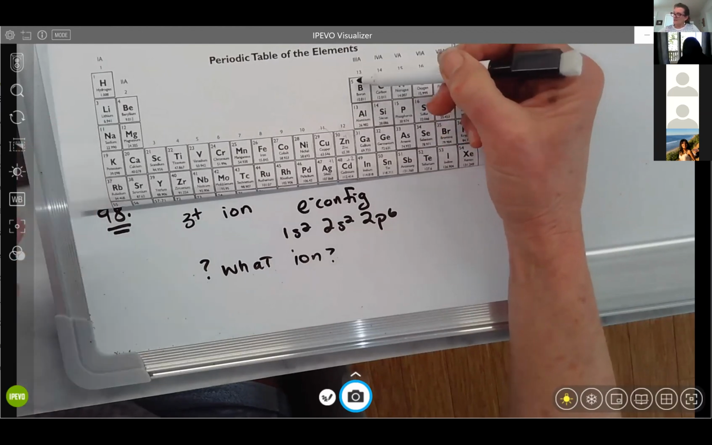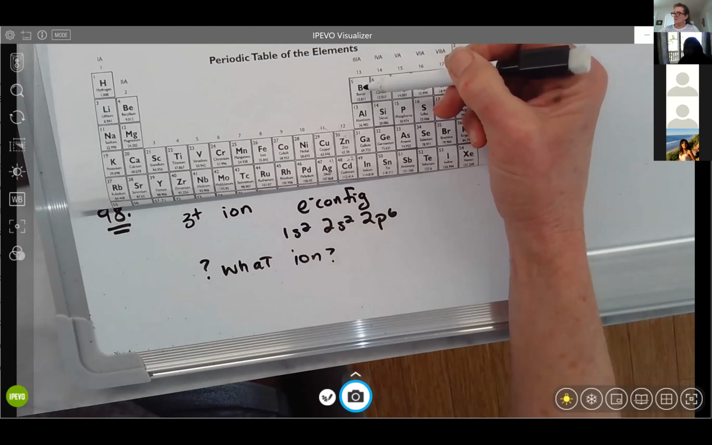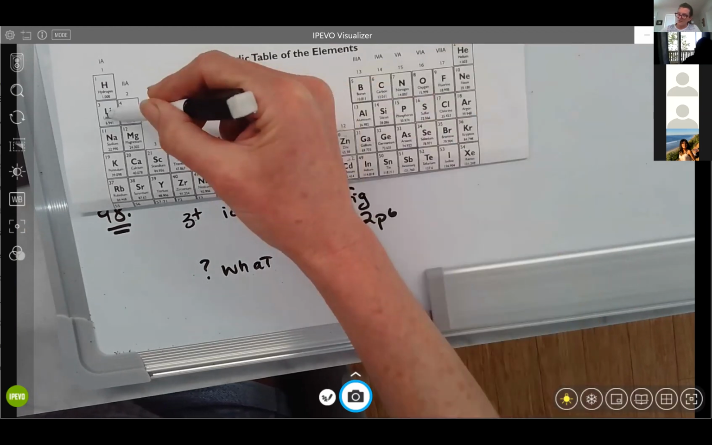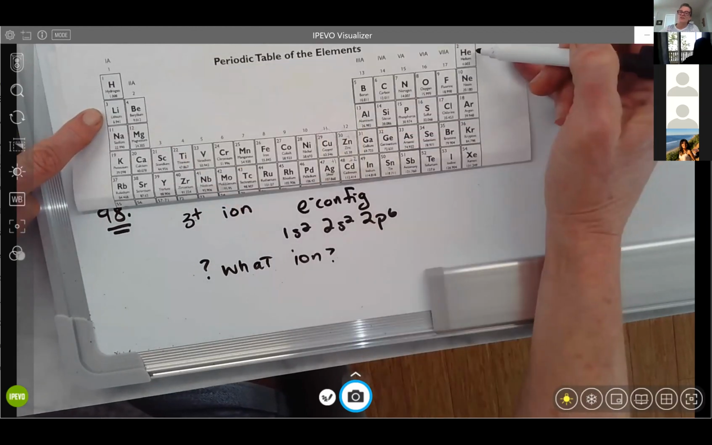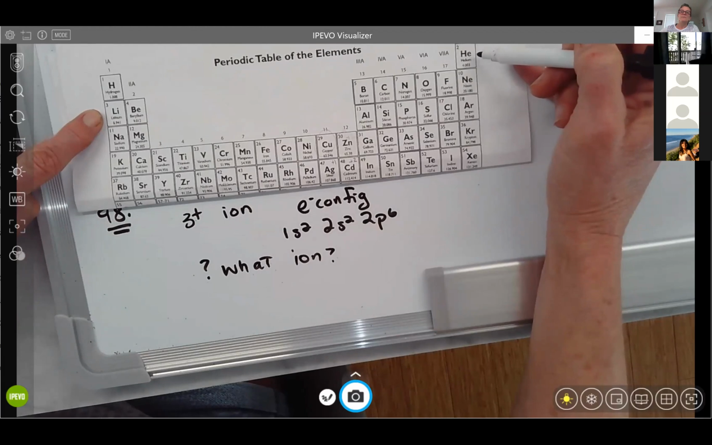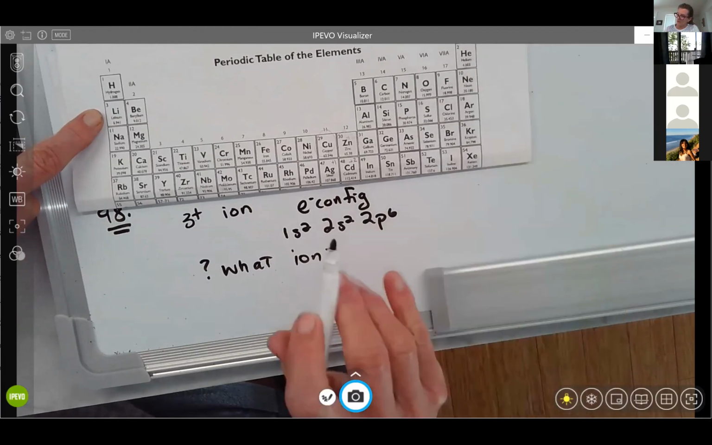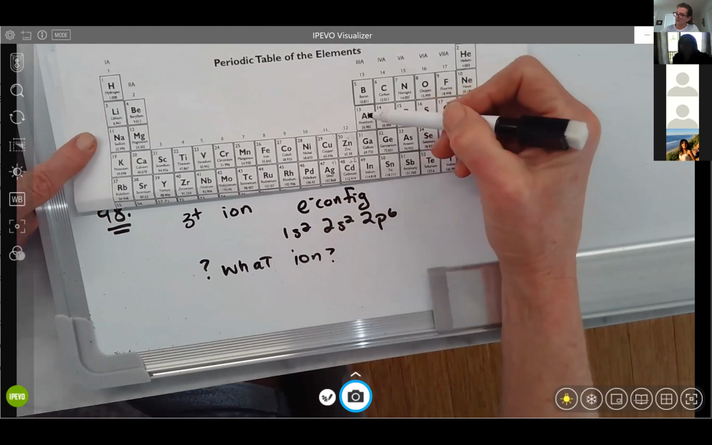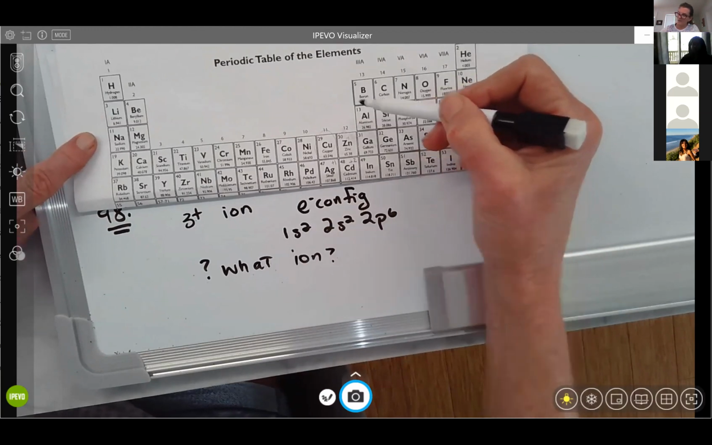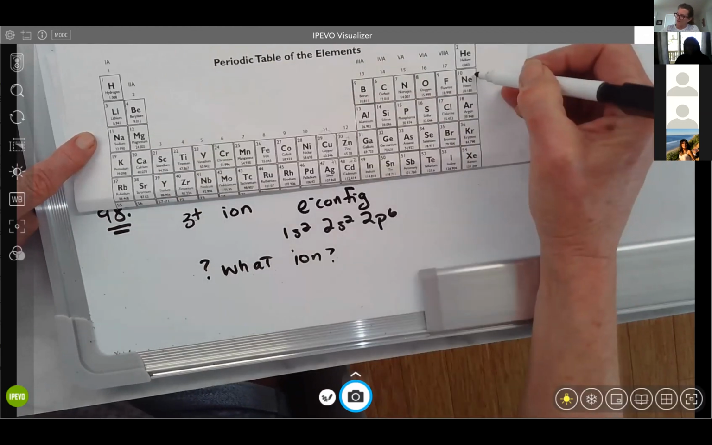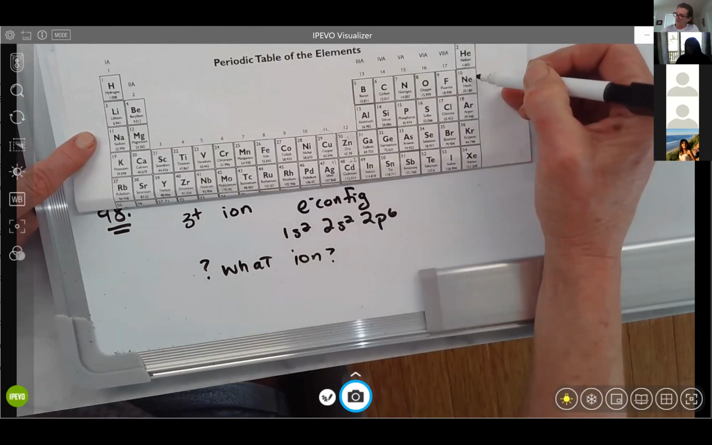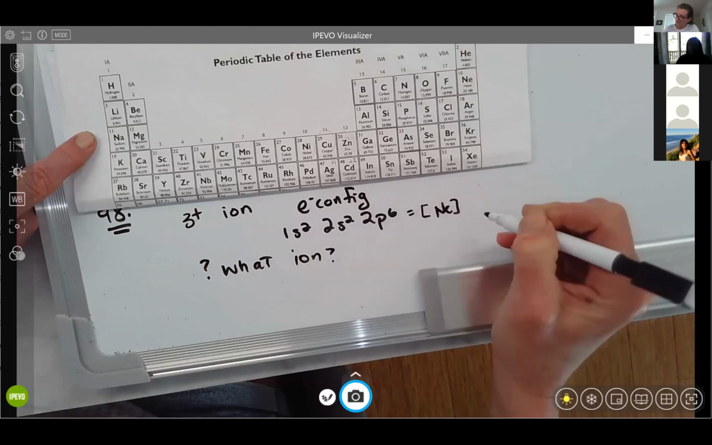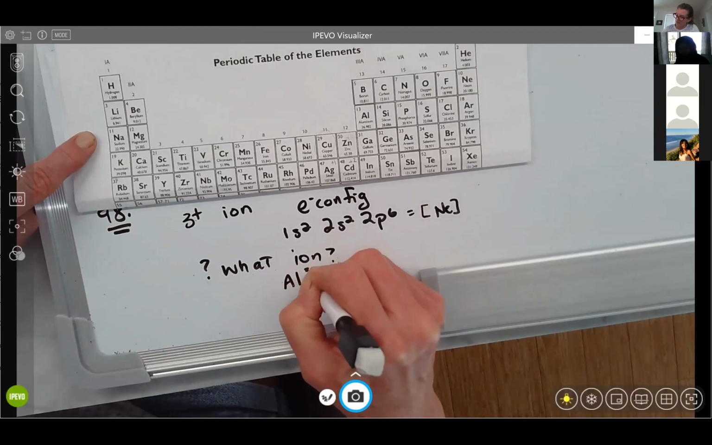If boron loses 3 electrons, it would have the electron configuration of helium, which would just be 1s2. If aluminum loses 3 electrons, it would have the electron configuration of neon. And that's what this electron configuration is. So the ion would be aluminum 3+.